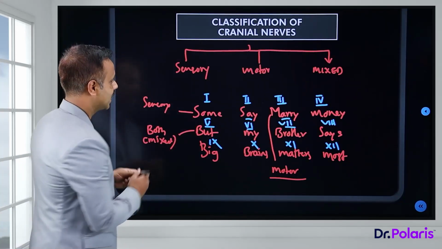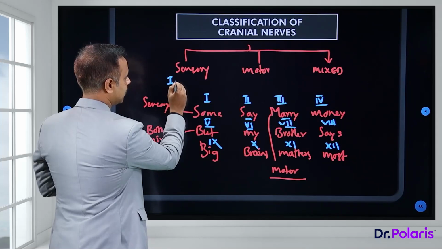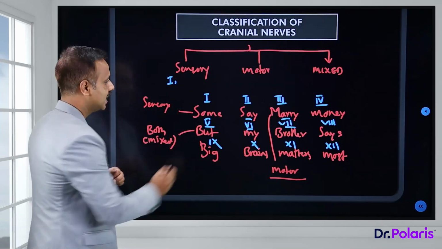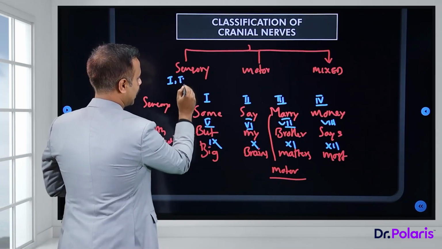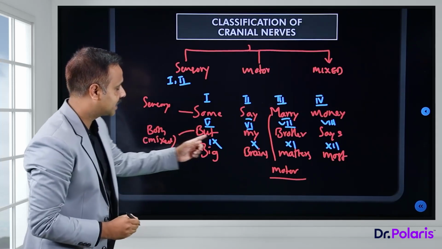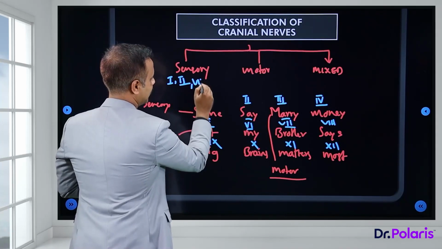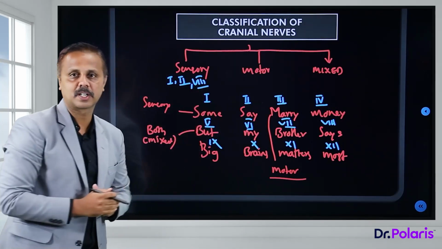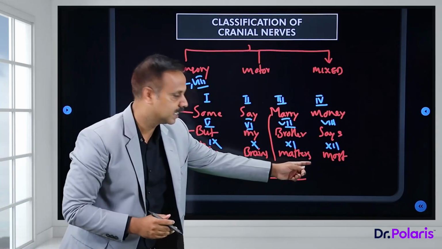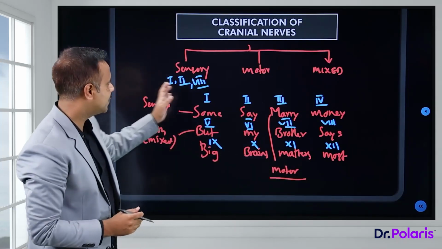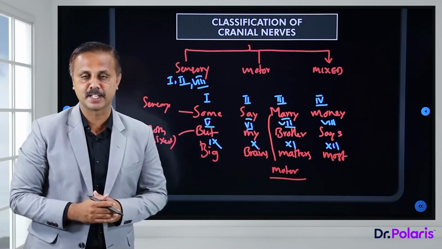So based on this, we have the olfactory nerve, which is sensory, purely sensory. Then we have what? The optic nerve. And which is the next sensory nerve? We have the 8th cranial nerve, that is the vestibulocochlear nerve. And anything else? None, right? So these three are the pure sensory nerves.